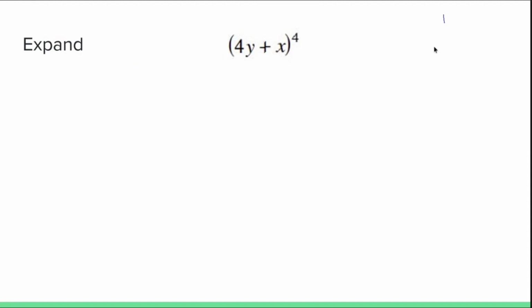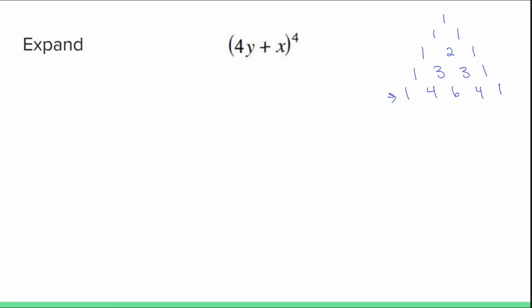So Pascal's triangle, first row is 1. Second row is 1 and 1. The third row is going to be the sum of the previous ones. Ones are always on the outside. 1 plus 1 is 2. 1's on the outside. 1's on the outside. 1 plus 2 is 3. 2 plus 1 is 3. 1's on the outside. 1, 2, 3, 4. I need one more row. 1's on the outside. 1 plus 3 is 4. 3 plus 3 is 6. 3 plus 1 is 4. 1's on the outside. That's going to be the row that I'm focusing on.